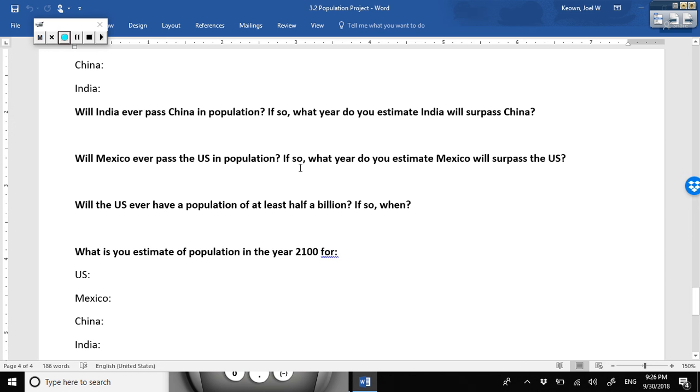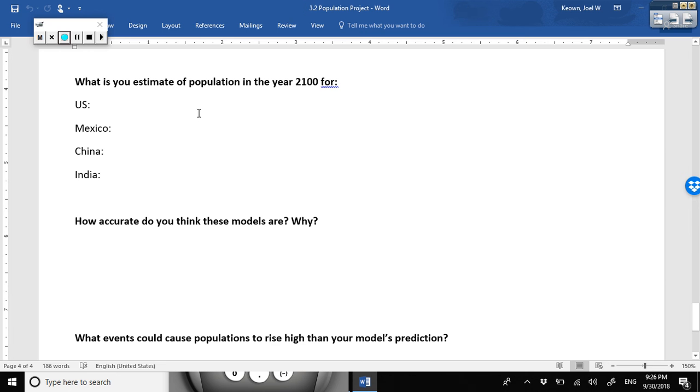Will Mexico ever pass the U.S. in population? If so, which year? And again, graphing. Will the U.S. ever have a population of at least 500 million? And if so, when? So looking at the model, will it ever reach 500 million? And if it does, using the graph or the table, you can use the table in both of these as well, and find out when is that going to happen. And then what is your estimate for the population in 2100? So by plugging that value into your equation, and remember to change it because this is the year 2100, then what kind of x value do you need to plug in, and see which value you get out for each one of those. How accurate do you think these models are?